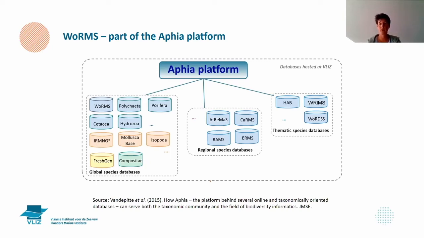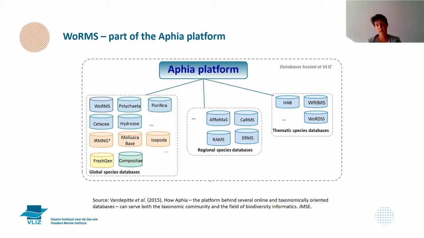So we have, for example, a Porifera or a sponge global register as well. It can also be a mix of marine and non-marine. Molluscabase is an example of that. So all mollusks, marine, terrestrial, and freshwater are being documented there. And they're basically shown there because of the information that is added in the AFIA platform.